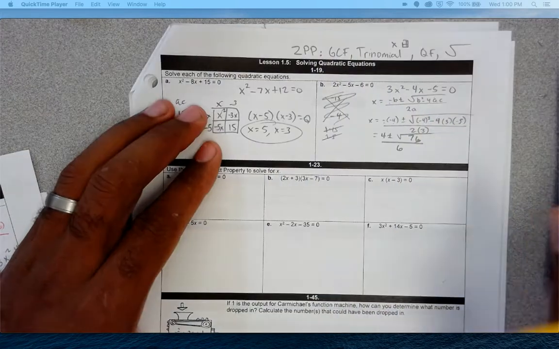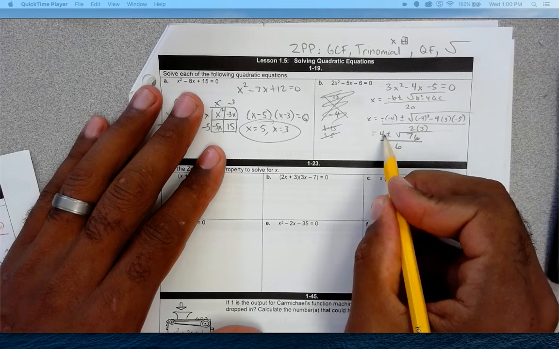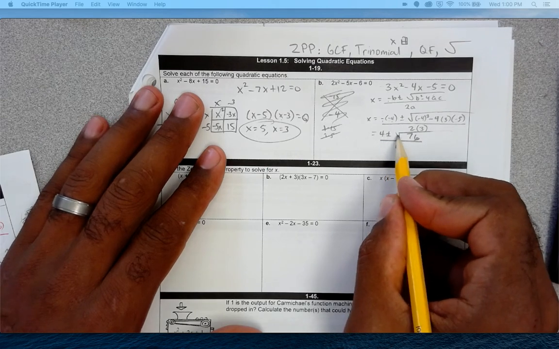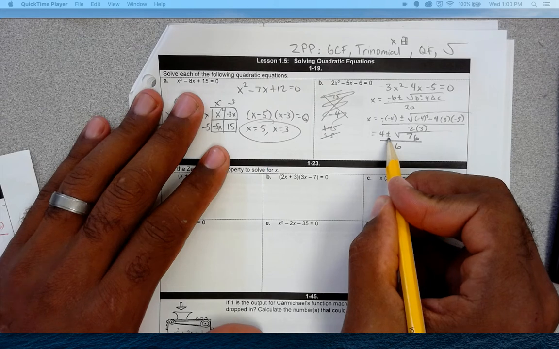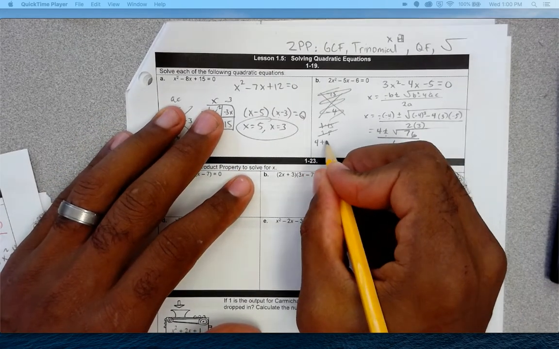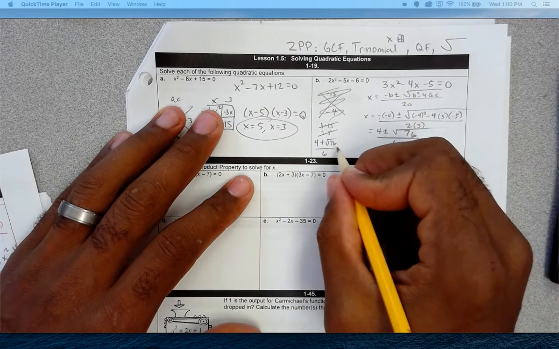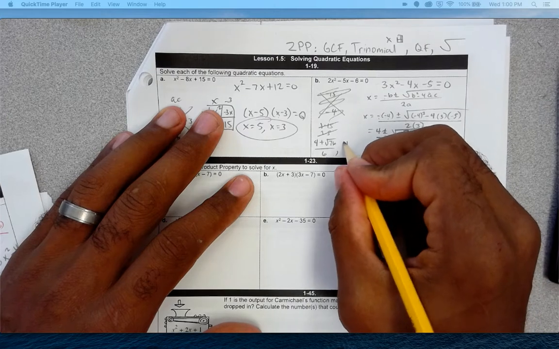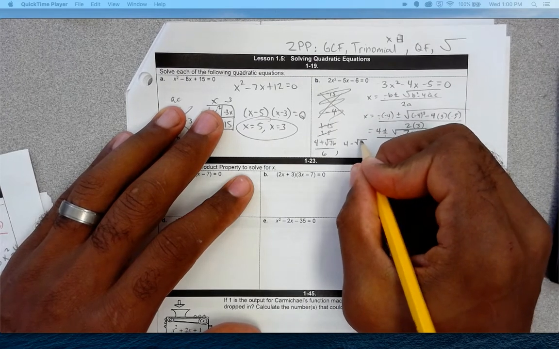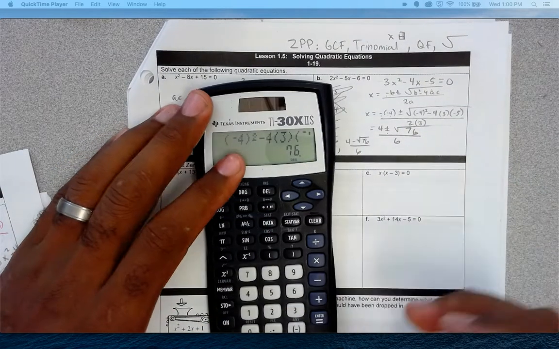Okay, so now how do I calculate the answer? Well, remember that you're going to both add these two numbers on the top and subtract. That's why it's plus minus. So I'm going to do first 4 plus the square root of 76 over 6. And then I'm going to do the same thing, but just subtract. So 4 minus square root of 76 over 6. And I'll just do that all in here in the calculator.